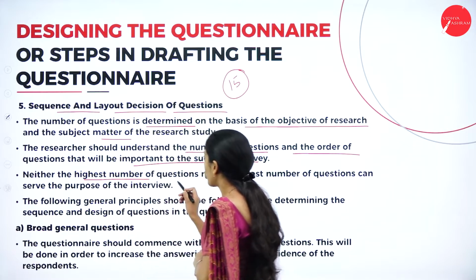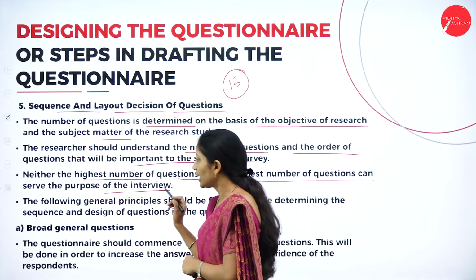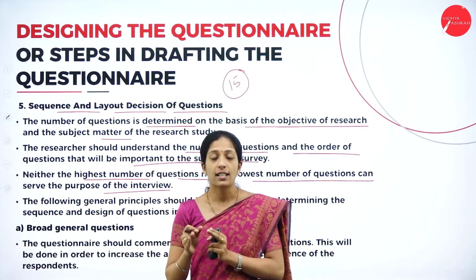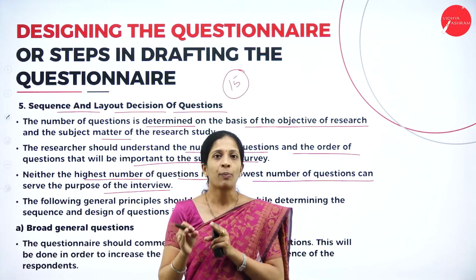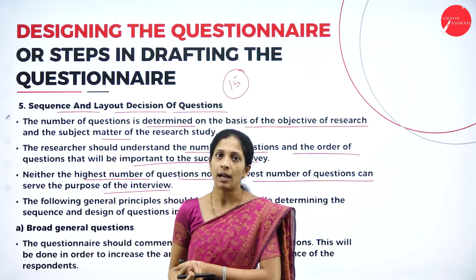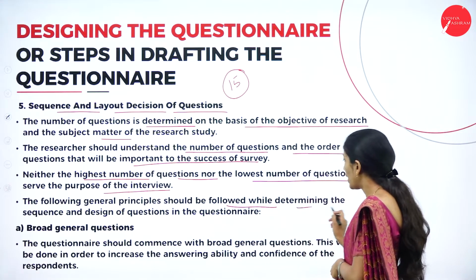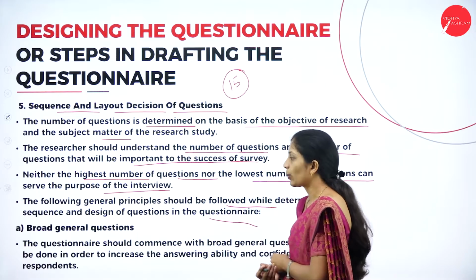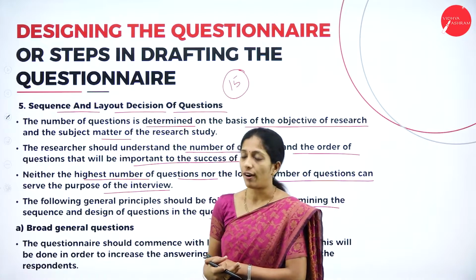Neither the highest number of questions nor the lowest number of questions serves the purpose of the interview. So this I have told you, there should not be too many questions. At the same time, there should not be too few questions. So depending upon the information to be collected by the researcher, he has to select the number of questions. The following general principles should be followed while determining the sequence as well as the design of questions in the questionnaire. So let us see what they are.